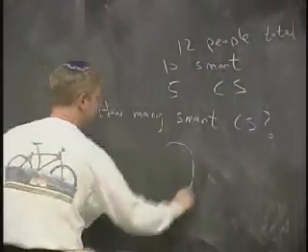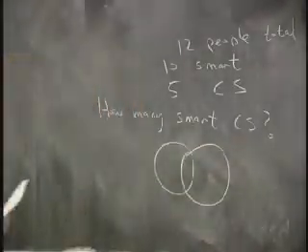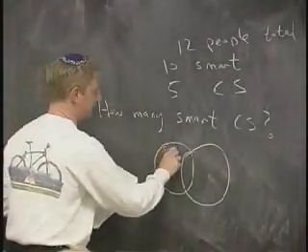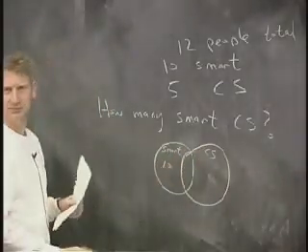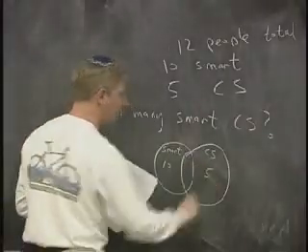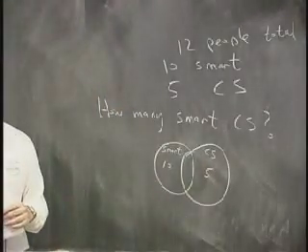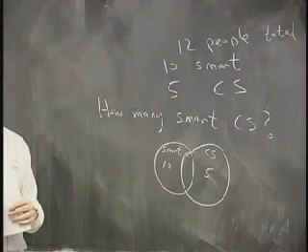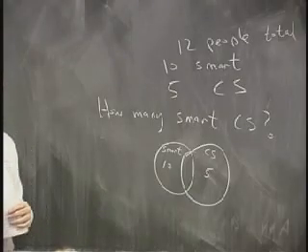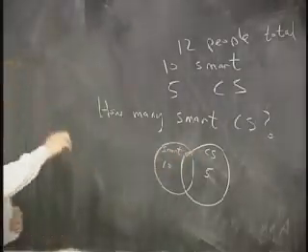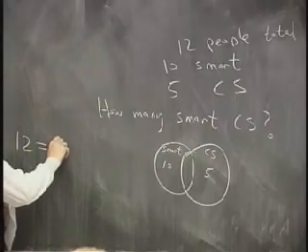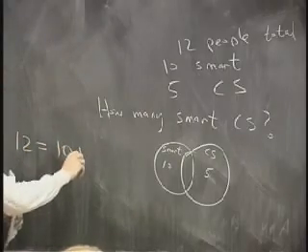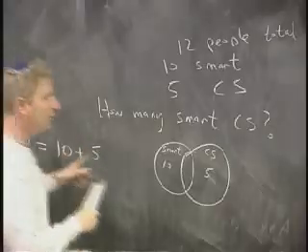Let's do a picture. Here are the smart people. Here are the computer scientists. There's 10 smart people, there's 5 computer scientists, and there's 12 people all together. So the union of these two together is 12. The number of smart people is 10. The number of computer scientists is 5. This 12 is A union B.